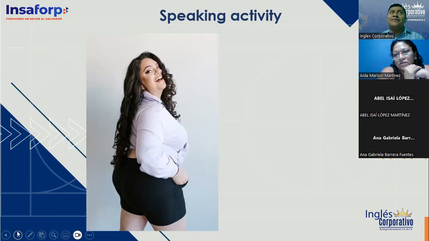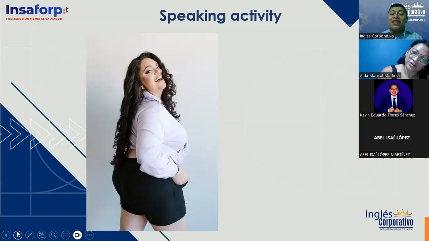Now let's see. The other question was, how old is she? She's about 30. She's 32. Okay. In her 30s. Okay, and last question. How tall is she? She's very tall. She's medium height. Okay, she's medium height, or pretty tall. She's pretty tall. Does she look happy? Yes, she looks happy. She looks very happy. Okay, nice.